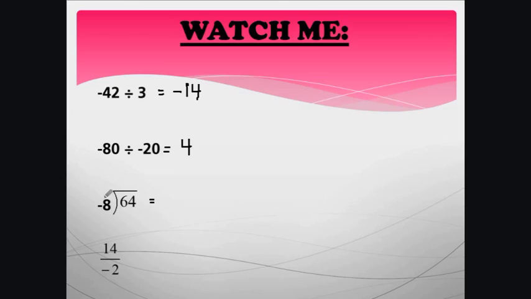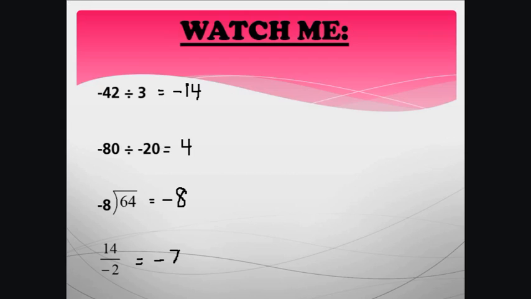Now for this example, I have opposite symbols, so I know that my quotient is going to be negative. And negative 64 divided by 8 is negative 8. And again, I have different symbols, so my answer is going to be negative. 14 divided by negative 2 is equal to negative 7.